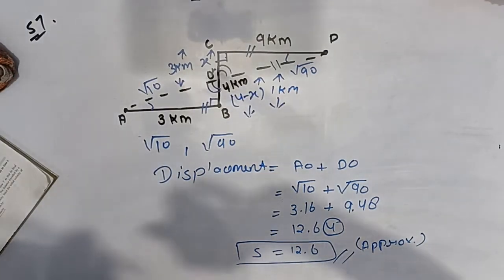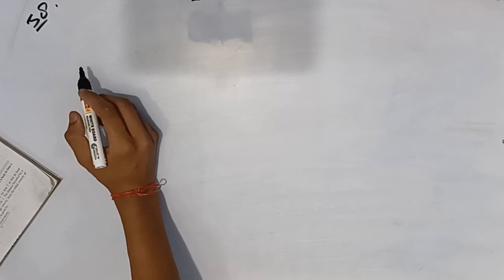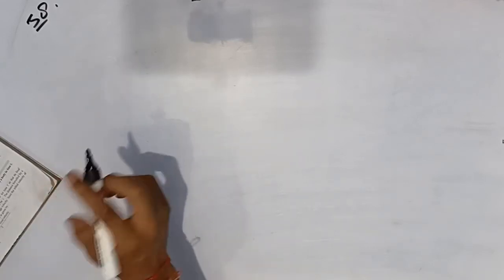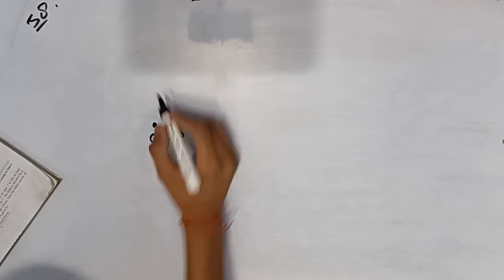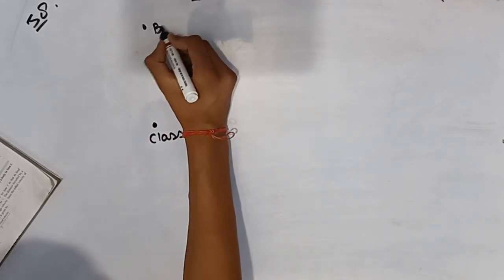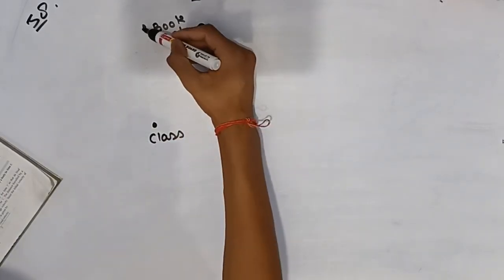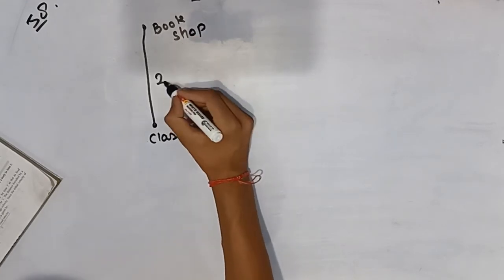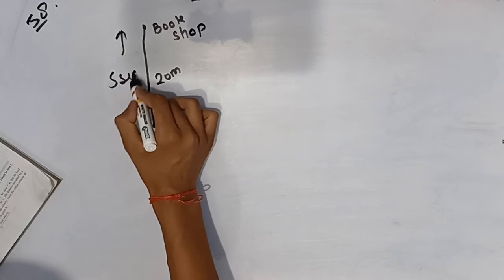So what does question number 58 say? Question number 58 says that a boy walks from his classroom to the bookshop along a straight corridor towards the lawn. Means we can say this is the classroom of the boy and this is the bookshop. So the boy traveled 20 meter in 5 seconds.